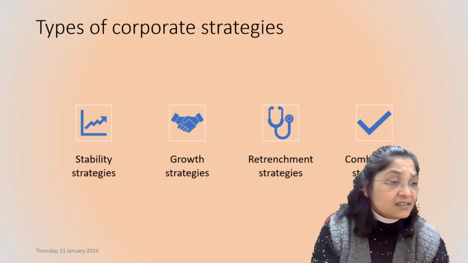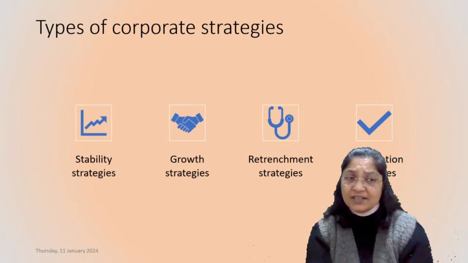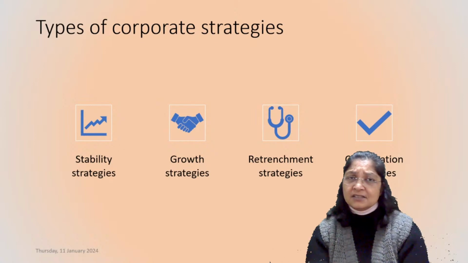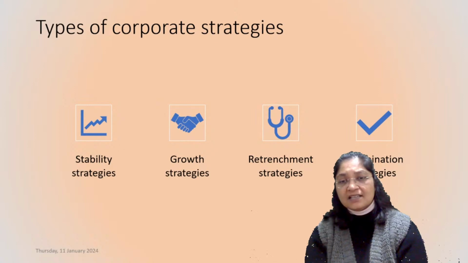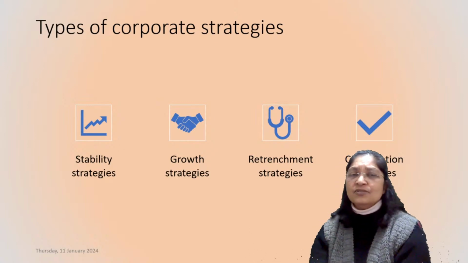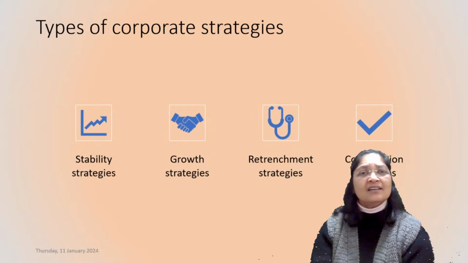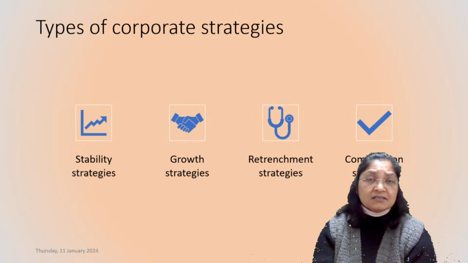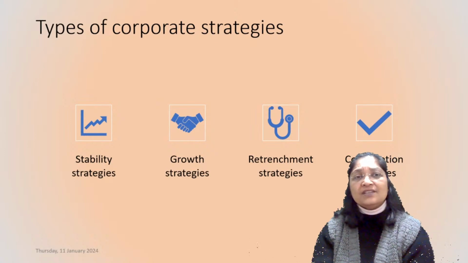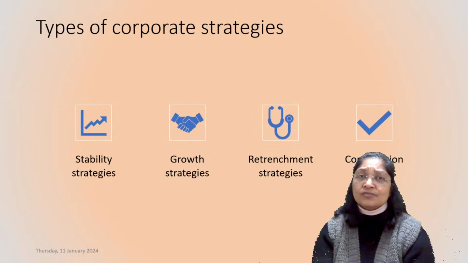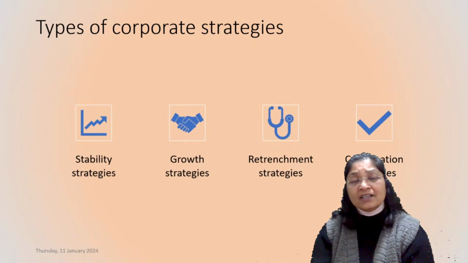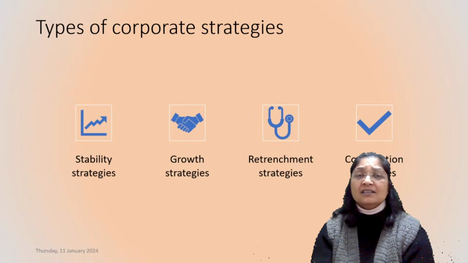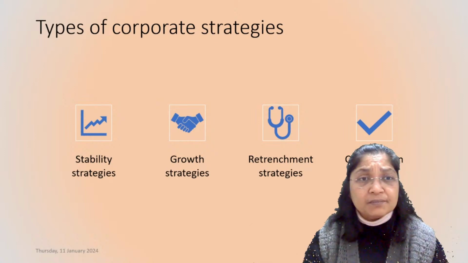The stability strategies, the strategies which provide stability to the corporate body, let's say to the organization. Then there are growth strategies. Then there are retrenchment strategies. When there's trouble in the organization, then there are retrenchment strategies. And then also there could be a combination of two or three of these strategies depending on the need of the organization, depending on the performance of the organization, depending on its competitive level in the environment, in the industry.